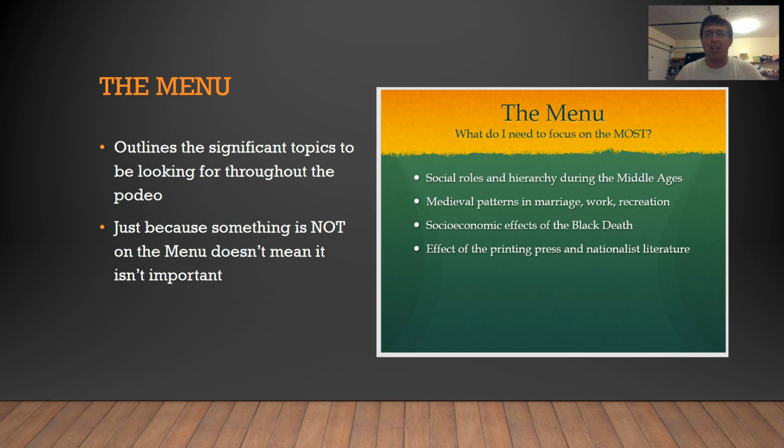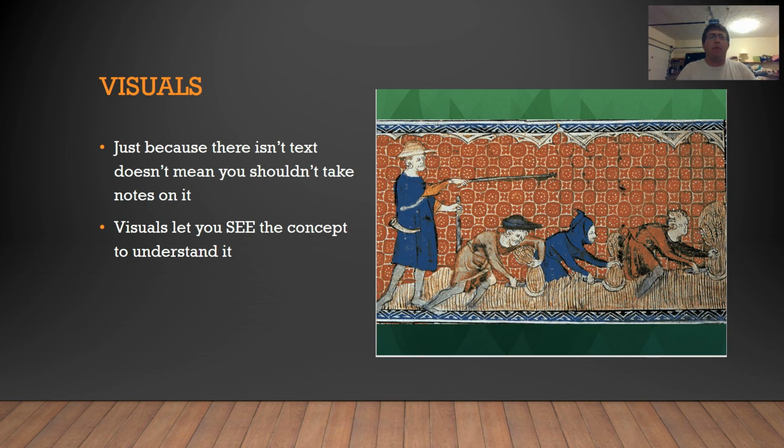Now the menu will be your second page, and it outlines the significant topics that you need to be looking for throughout the Podeo. There's always the question, what do I take notes on? Well, the menu will give you what you need to look for. Now, just because something is not on the menu doesn't mean it isn't important. That's like a triple negative there. That's pretty impressive. You need to understand that if it's not on the menu, it doesn't mean that it won't be tested or assessed, but I've tried to simplify it for you to summarize the big topics that will be coming up in that section.